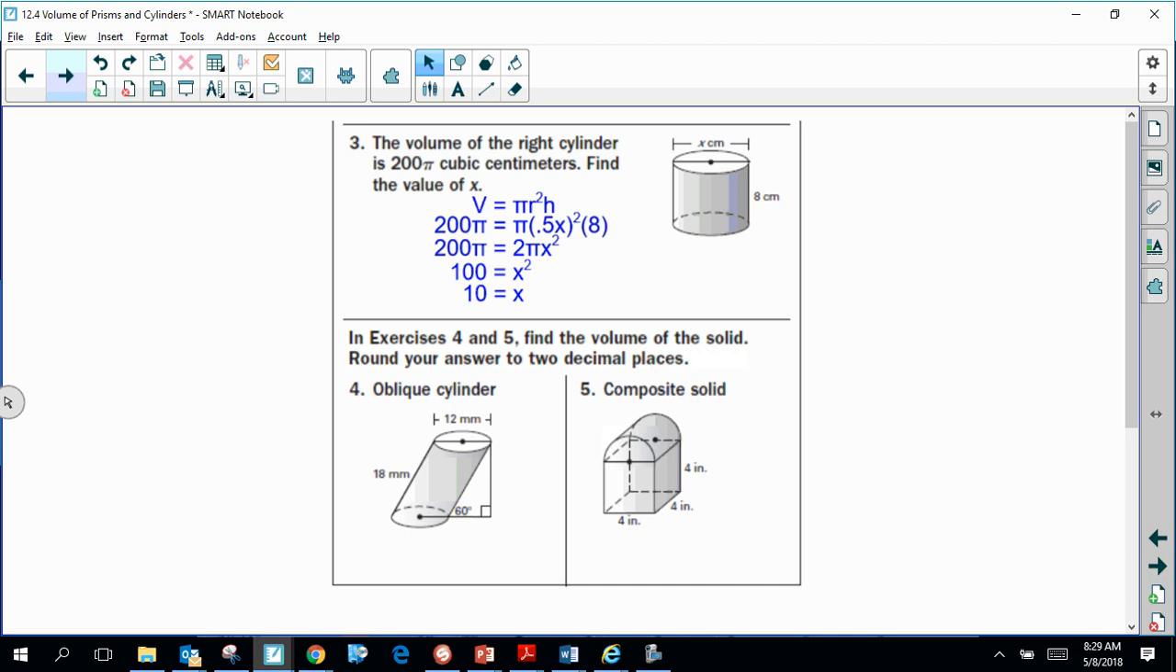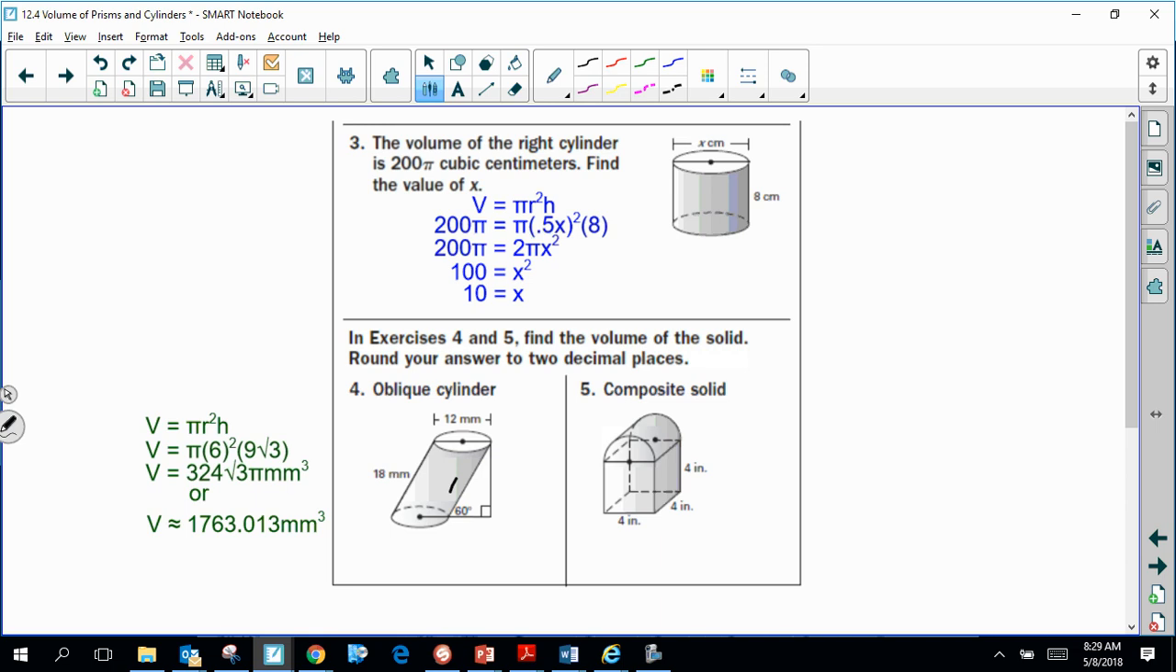For the volume of the oblique cylinder, here we had to use the rules of special right triangles to find the height. We're looking at it here, we're saying this slant height here is 18, so the short leg has to be 9. So 9 radical 3 has to be the overall height of the cylinder, and that's where the 9 radical 3 is coming from. So the exact value of the volume is 324 radical 3 times pi millimeters cubed, or about 1763.